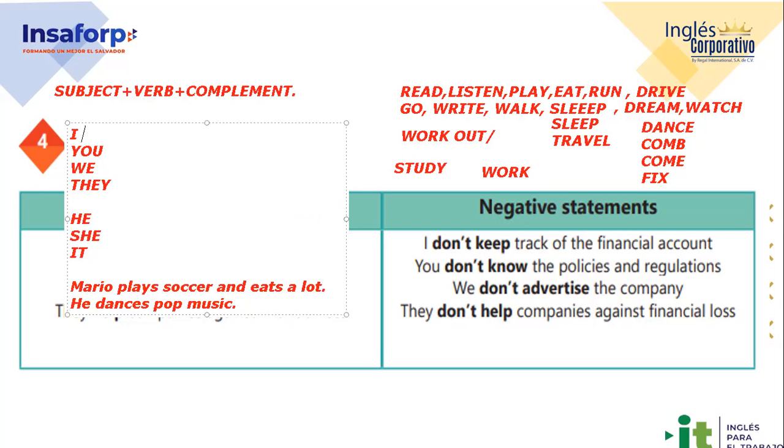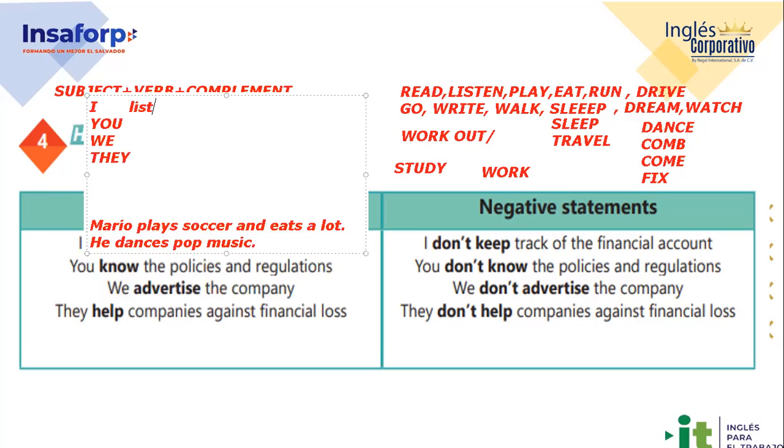We have I, so now, select one verb from the list. Elijan ahí algún verbo de la lista. Denme una oración utilizando I, you, we, they. Vamos a empezar con estos, ¿ok? Empecemos con esos. Después pasamos con esto. I listen to music, ¿ok? I listen to music.